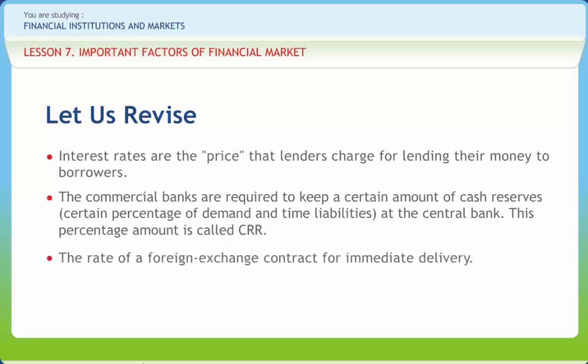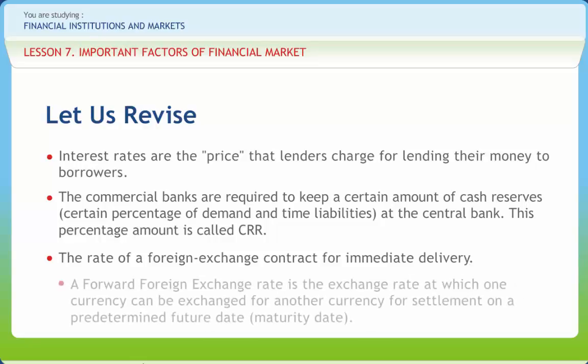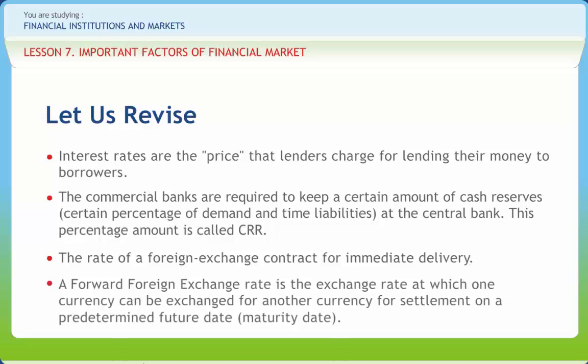The rate of a foreign exchange contract for immediate delivery is called the spot rate. The FE quotations list selling price in dollars or foreign currency per dollar. The selling price refers to the price at which a large customer could have bought the currency from the dealers. A forward foreign exchange rate is the exchange rate at which one currency can be exchanged for another currency for settlement on a predetermined future date.